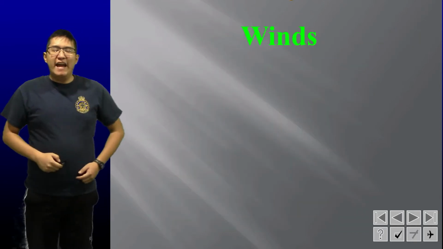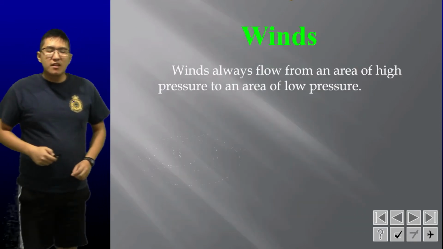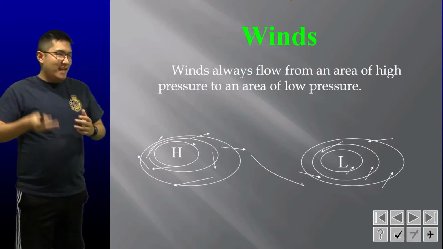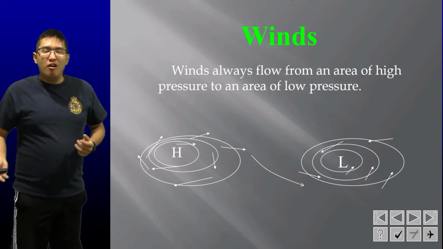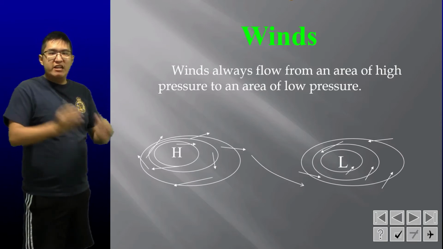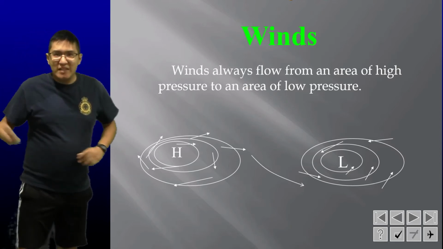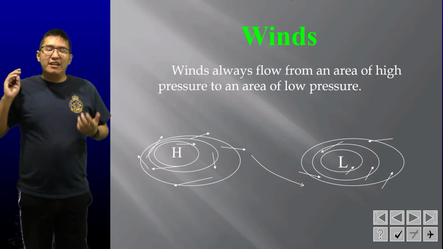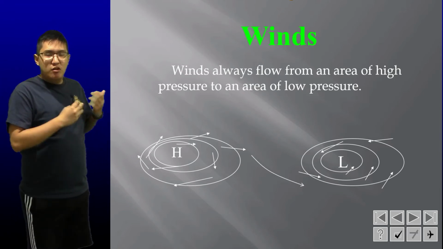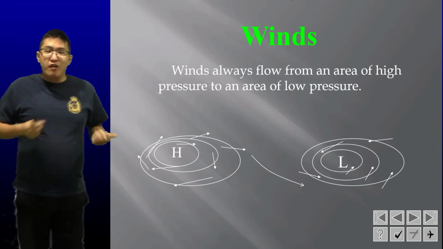Alright, next up we have winds. So, again, like we discussed before, air always moves from an area of high pressure to an area of low pressure. And the result is winds. That's essentially what's happening. The air is moving from the area of high pressure to low pressure, and that's what you feel as wind.